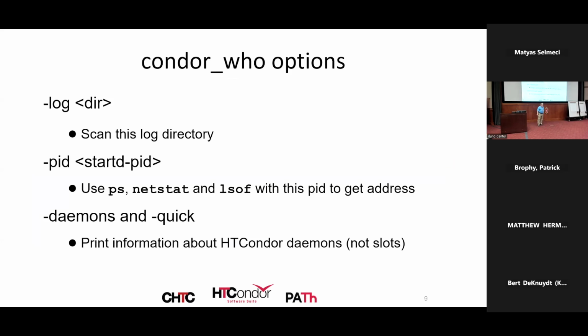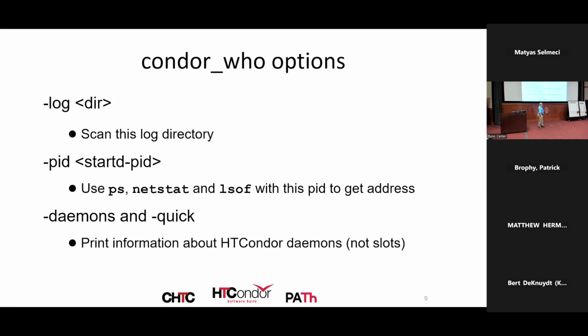All right, so the options for the basic Condor Who using this strategy: no arguments, in which case it will talk to the EP that is part of its configuration. If you pass -log and point it to the directory of a different EP, then it will do the same thing. It will scan the log directory. If you pass -pid and give it the PID of a condor_startd process, then it will use netstat and LSOF to try to figure out the command port.